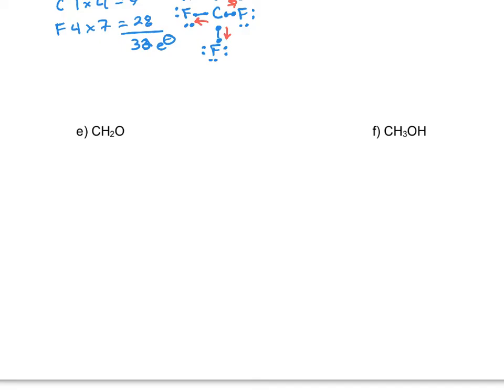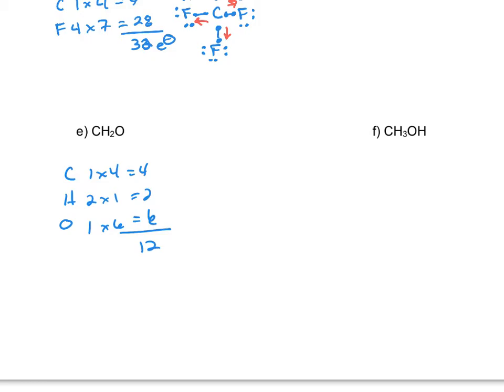Now we have CH2O. So here we've got 1 carbon, 4 electrons, that's 4. And now we have an oxygen. We'll do our hydrogen first. We've got 2 of those at 1 apiece, that's 2. And then our oxygen, that's in column 6. So that's 6 total electrons with 1 of them. We add that up, that's 12.